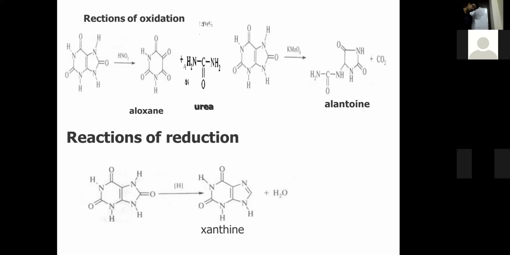Next is reduction. Your uric acid gets reduced to xanthine. That means the carbonyl at the eighth position is reduced, and you get xanthine. So when you reduce uric acid, you get a xanthine derivative, meaning the carbonyl at the eighth position is converted into a methylene group.